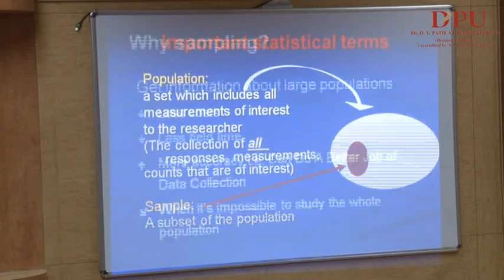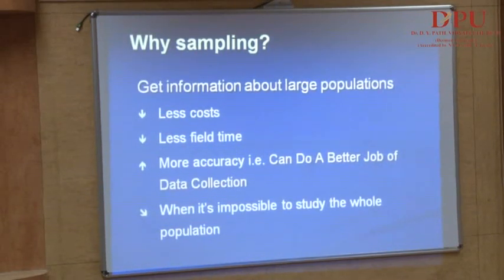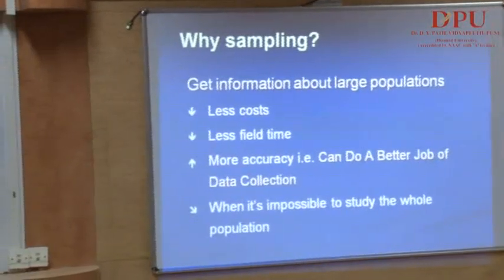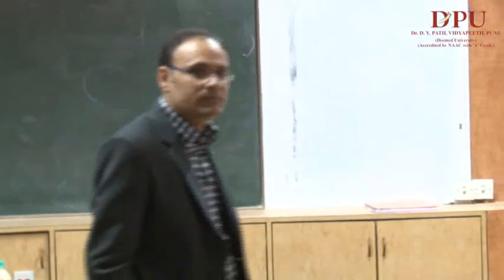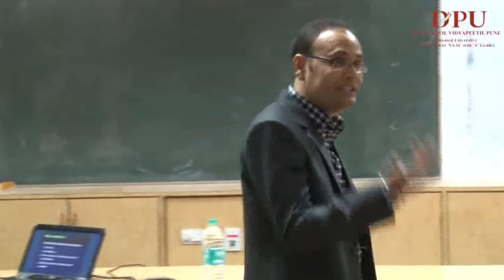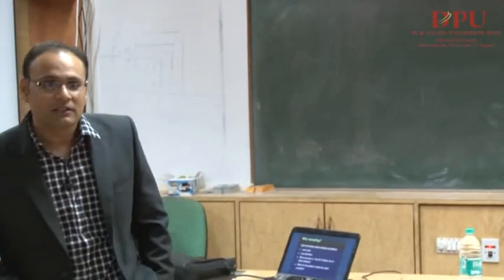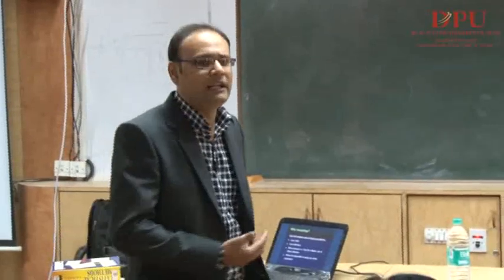Alright, the next thing: why sampling? Why do we need sampling? Why has it become the most important thing in research? The simple answer is less cost. Because it's not possible for us to visit throughout India. Maybe some researchers have research overseas. The cost is going to increase, and it's not possible for us to visit each and every place to collect the data.